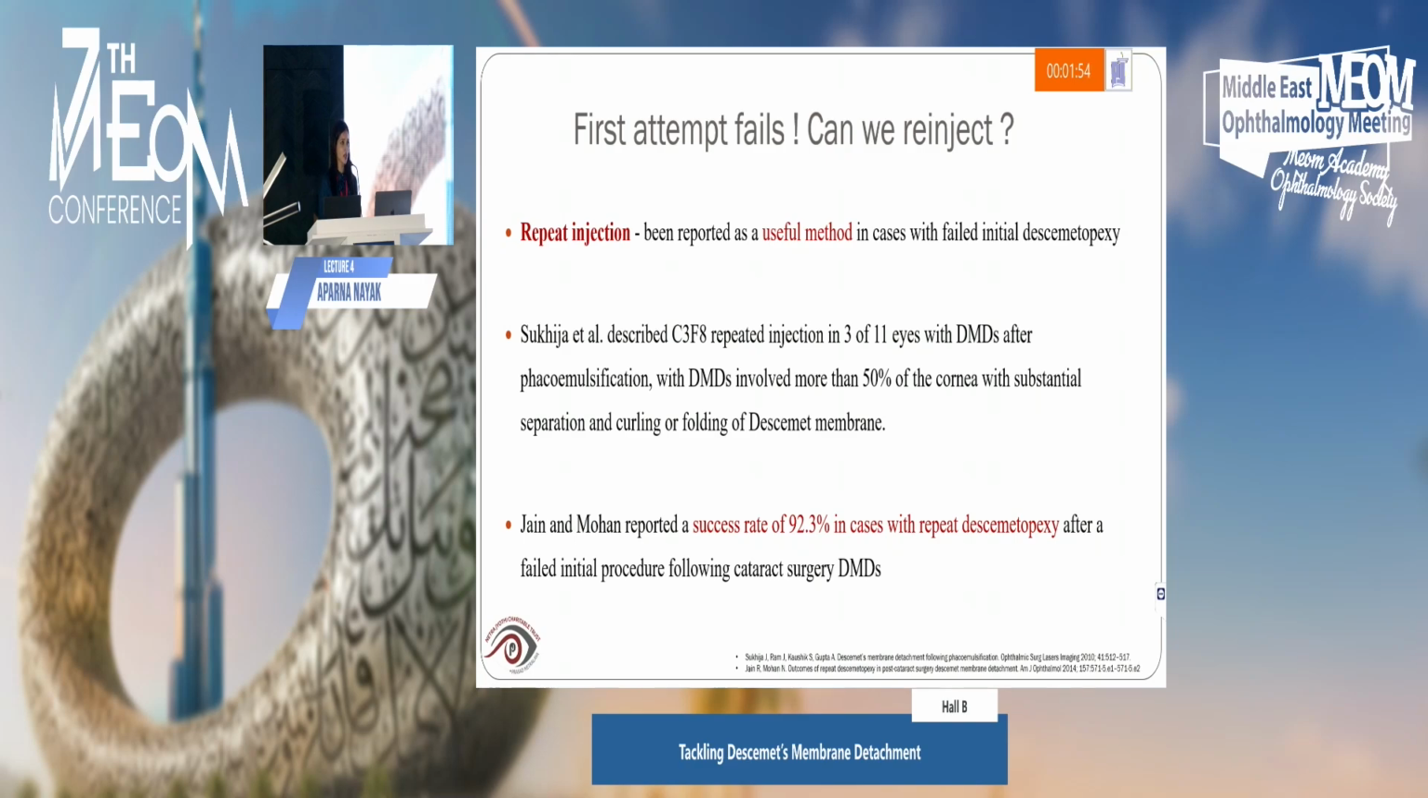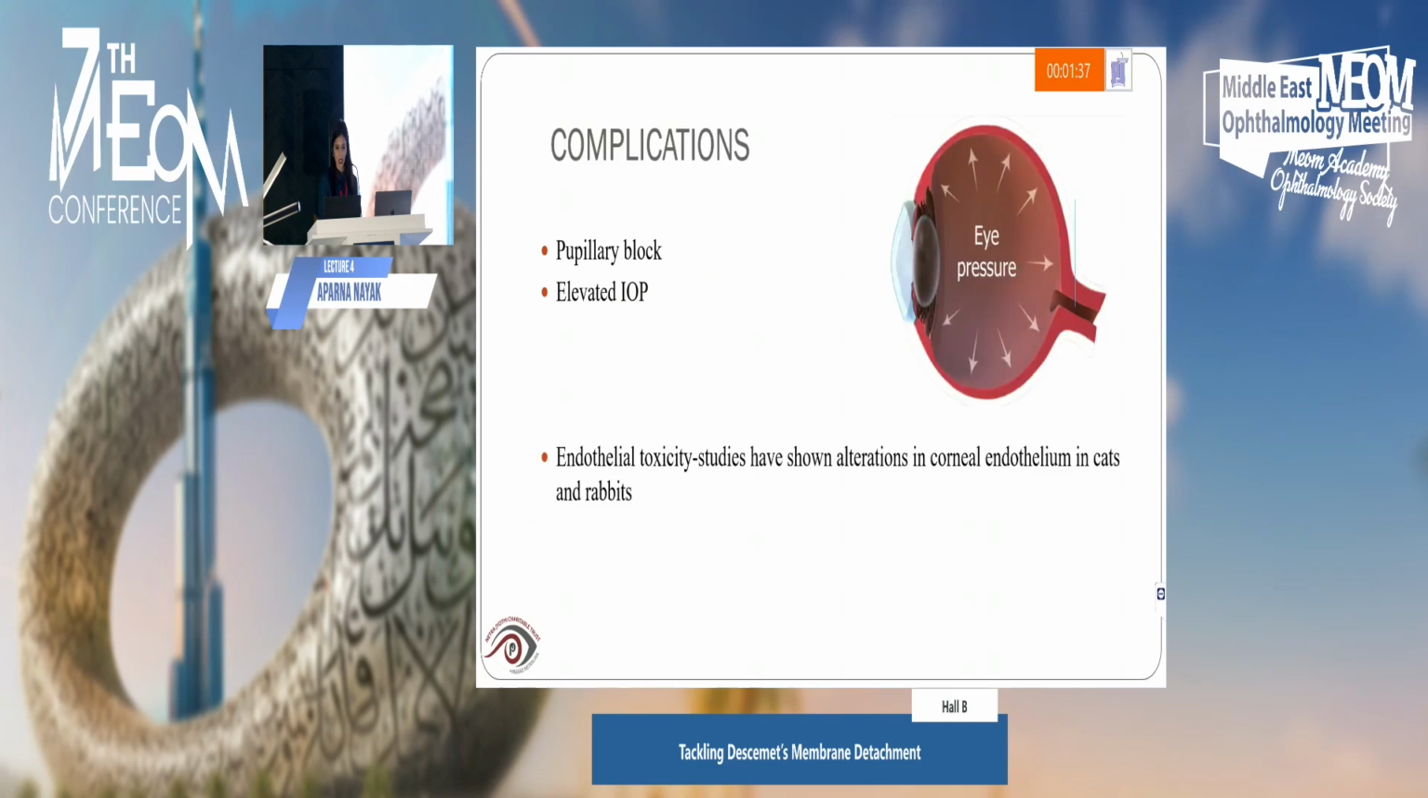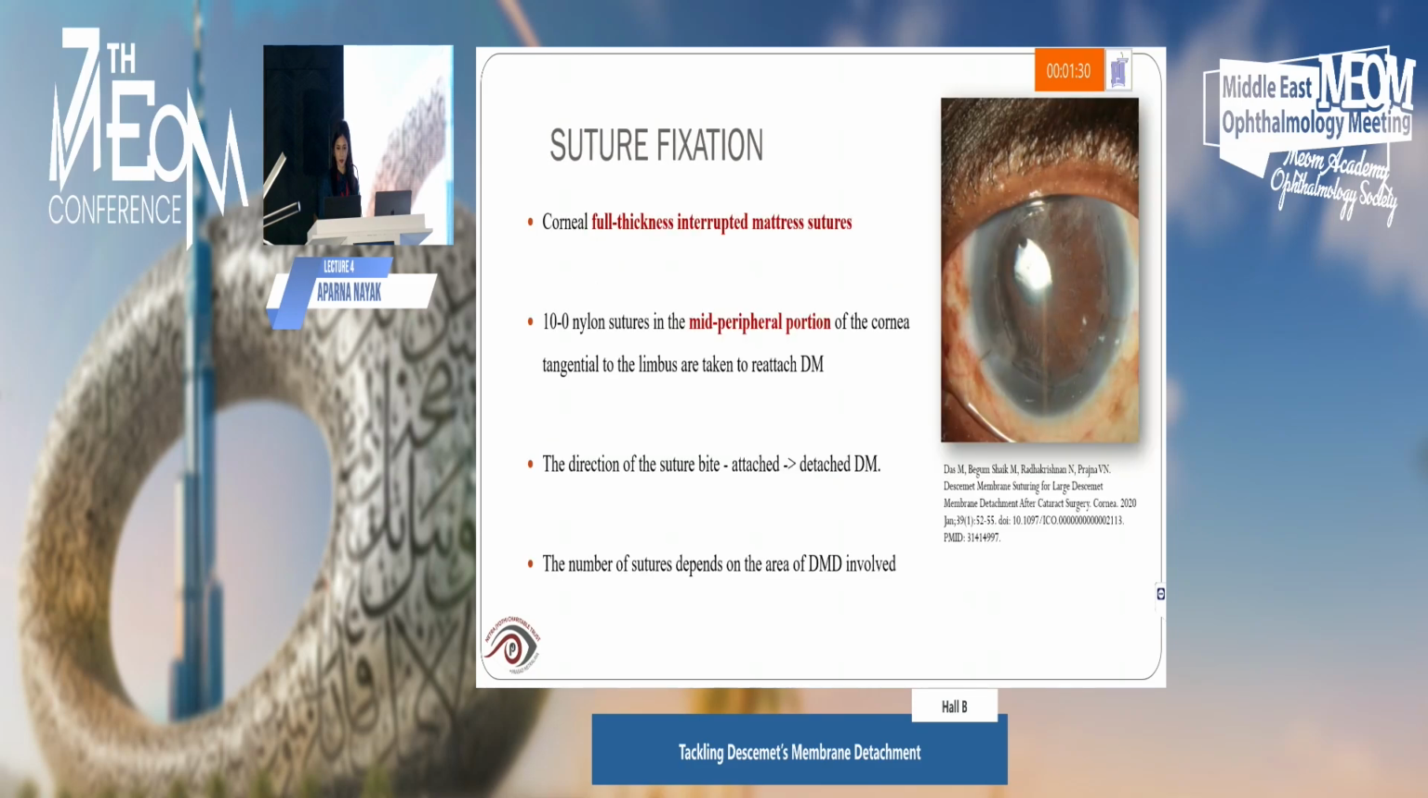First attempt fails? You can always re-inject the air or the gas before you plan for an endothelial keratoplasty. So the success rate is good if you do a repeat air injection. The tamponade is better with C3F8 and SF6 compared to that of air. And also there are a few complications, that's pupillary block and raised IOP. We need to monitor this accordingly.